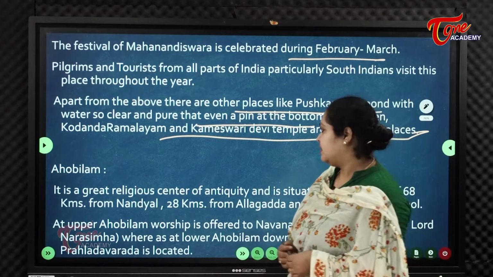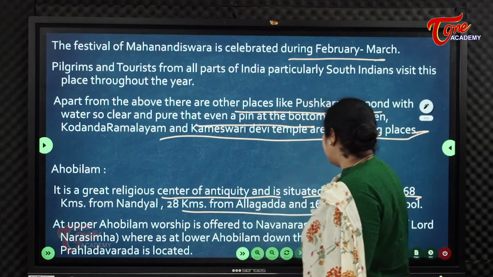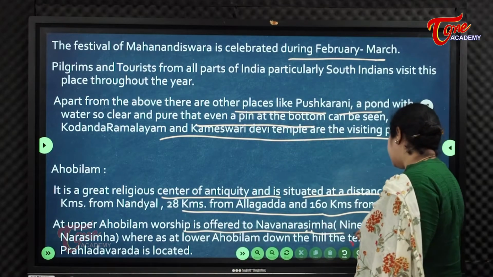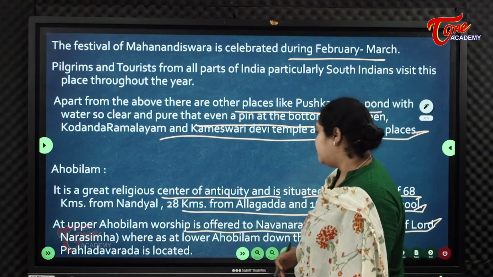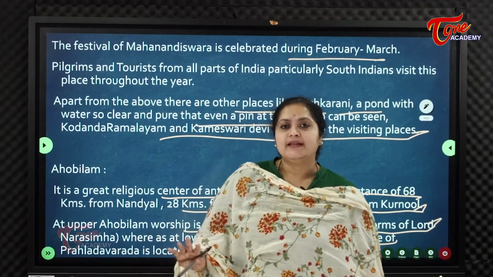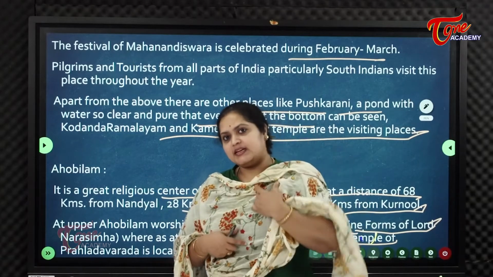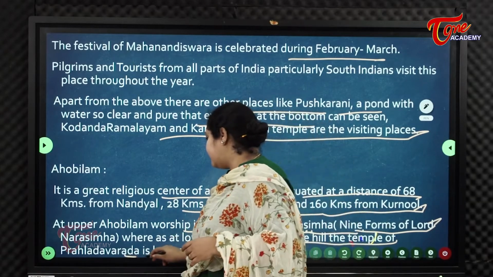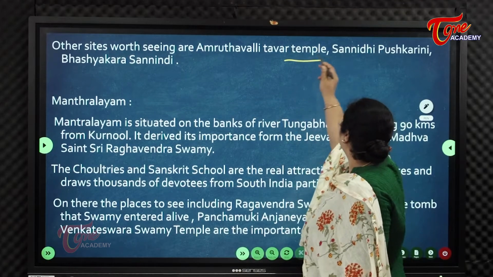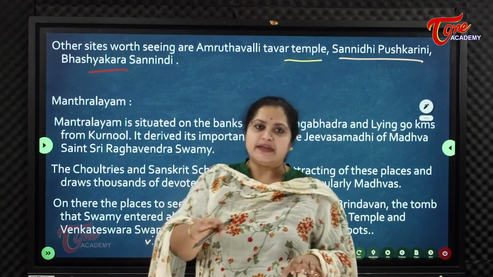Next one is Ahobilam. It is a great religious center of antiquity, situated at a distance of 68 kilometers from Nandyal, 28 kilometers from Alagadda and 160 from Kurnool. At Upper Ahobilam, worship is offered to Nava Narasimha, nine forms of Lord Narasimha, whereas in Lower Ahobilam, down the hill, the temple of Prahlada Varada is located. So there are Nava Narasimhas, meaning nine Narasimha Swami temples, in Upper Ahobilam, and in Lower Ahobilam there is Prahlada Varada Swami. Other sites worth seeing are Amrutavalli Thayar temple, Sannidhi Pushkarani and Bhashyakara Sannidhi. These are the other places to visit in Ahobilam.